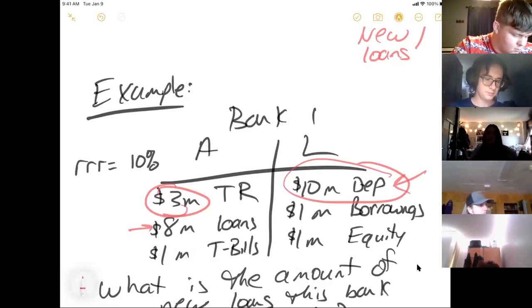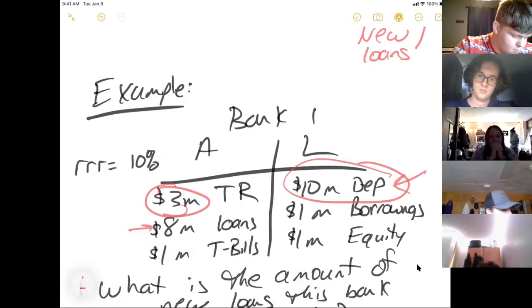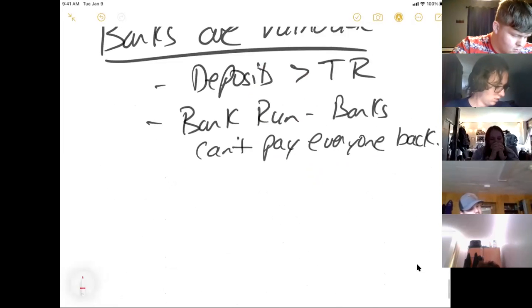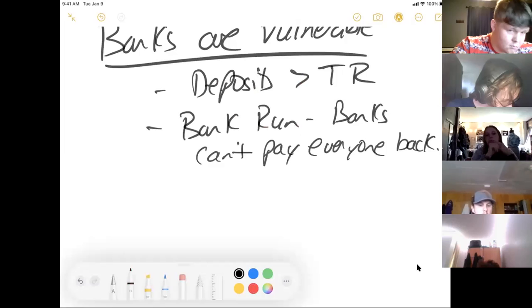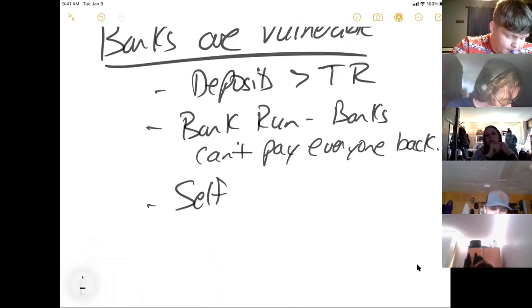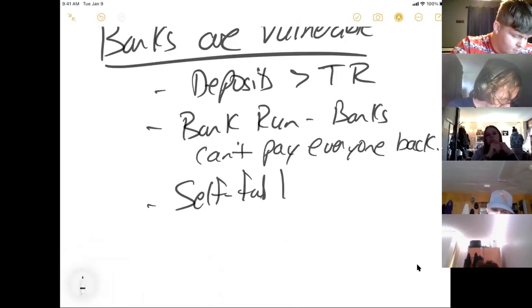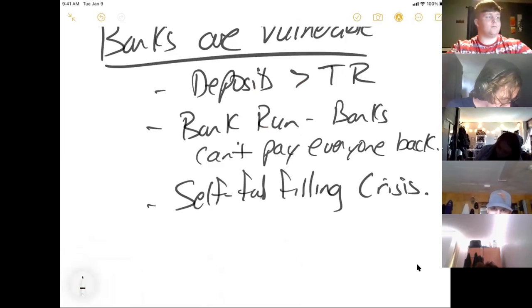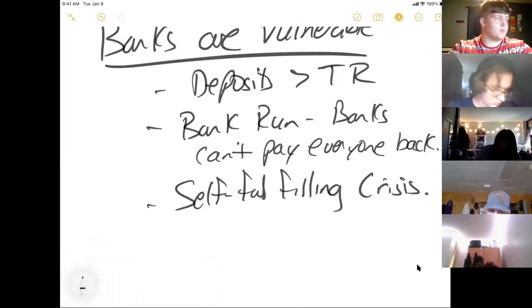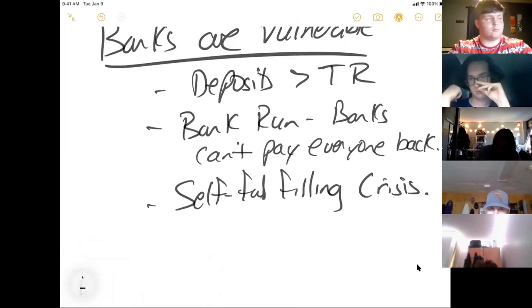A bank run happens when depositors lose confidence in the bank. They worry that the bank could fail, and so they pull their money out. But of course, if everybody pulls their money out, what happens? The bank fails. It's a self-fulfilling problem. In many ways, bank runs are self-fulfilling crises, in the sense that if everybody believes there's going to be a bank run and the bank is going to fail, the bank fails.